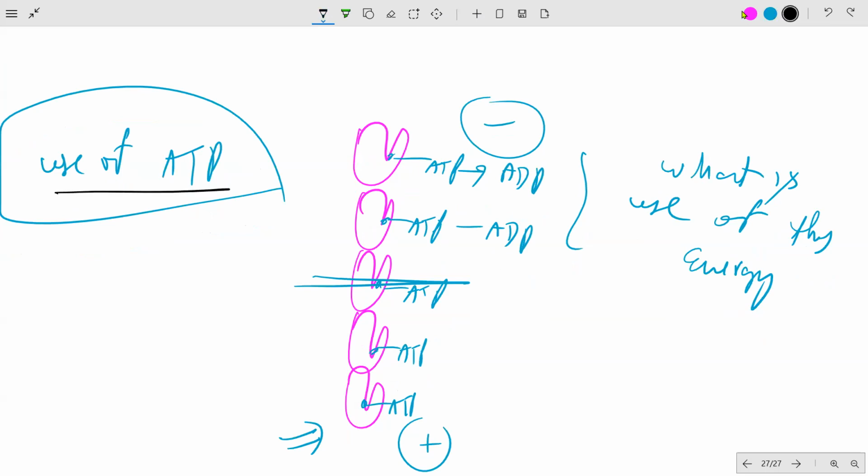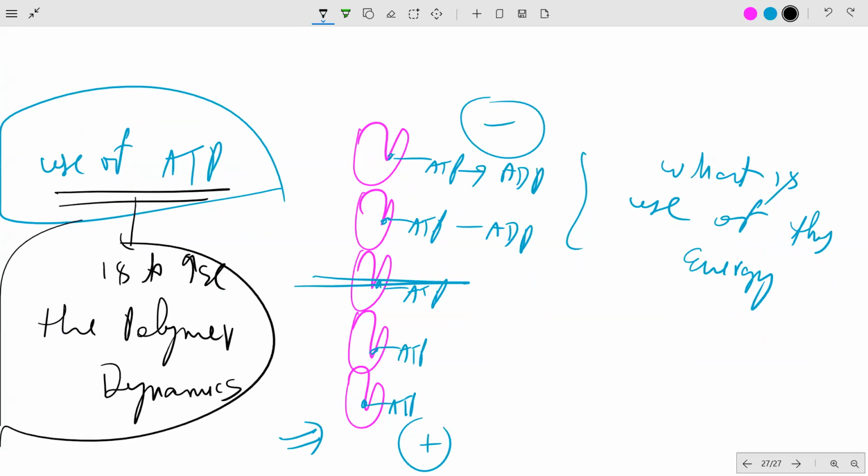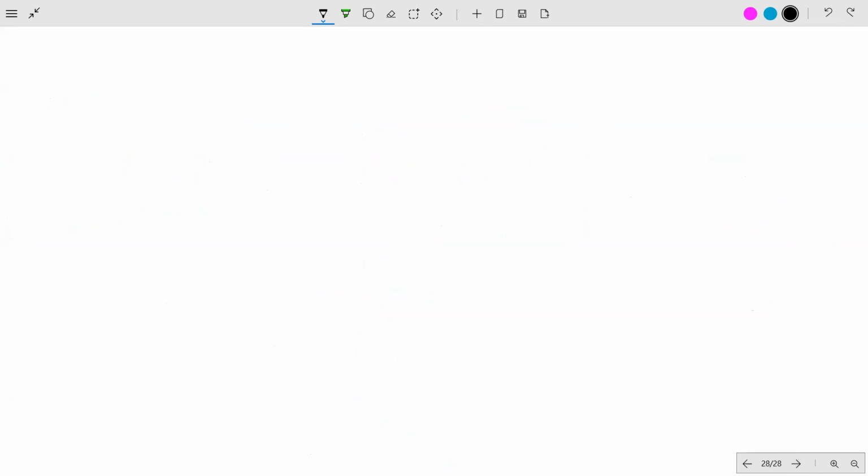You will ask me, sir, फिर काम ही क्या ATP का? Now what we know, very important, the use of ATP is to increase the polymer dynamics, not to provide energy for assembly. It does not provide energy for assembly, but it is used to increase the polymer dynamics. Am I clear? So use of ATP is to increase dynamics.